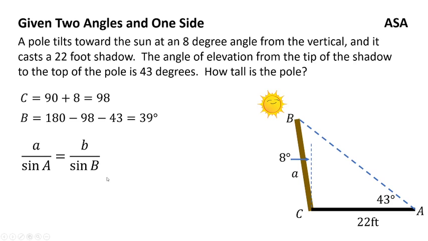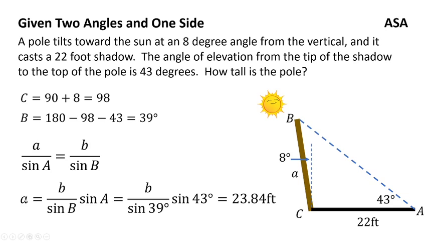Here we can use the law of sines once again, since we have angle A and we have angle B as well as side B. In doing this, we can solve this for A by multiplying both sides of the equation by sine A, and then it's just a matter of plugging things in. 22 feet over sine of 39 degrees times the sine of 43 degrees is going to give us 23.84 feet. That's the length of this pole here.